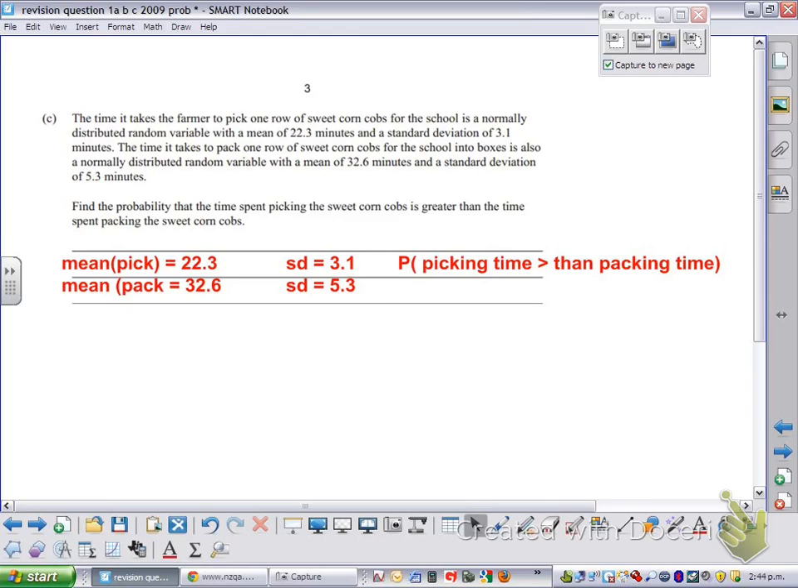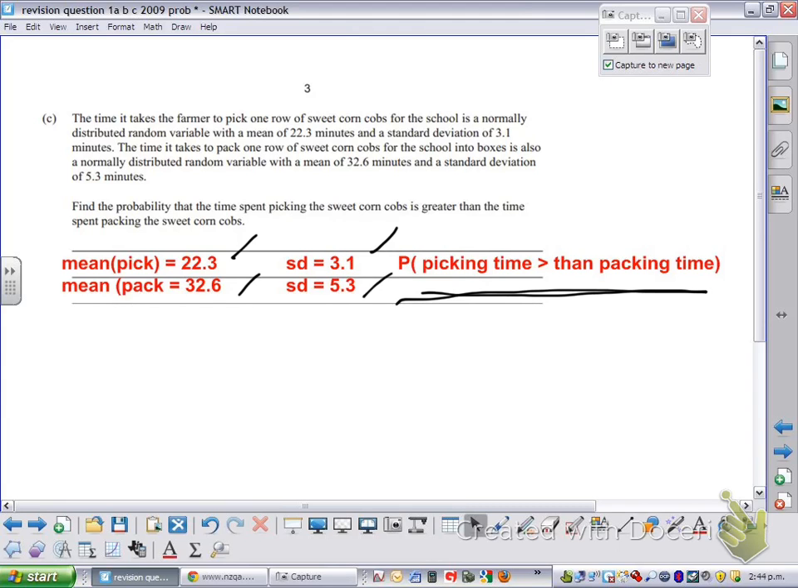We have picking and packing, and it talks about time for each, and we have a mean of 22.3 for the time for picking, and standard deviation is 3.1 minutes, and then we have 32.6 as the average minutes for packing, and a standard deviation of 5.3. And then we're trying to figure out the probability that the time spent picking the sweet corn is greater than time packing sweet corn. Very, very same question to the last one.